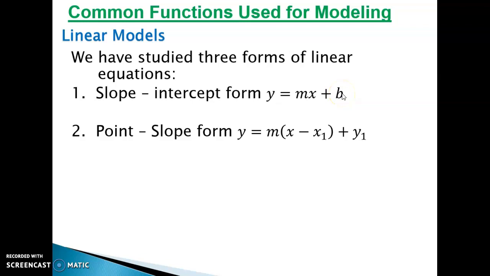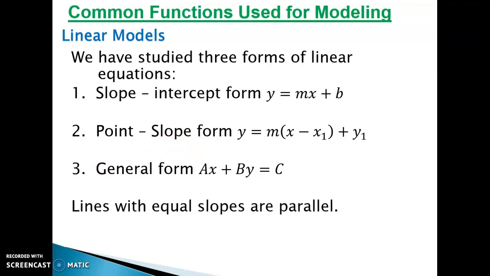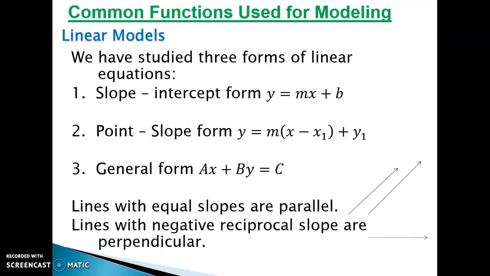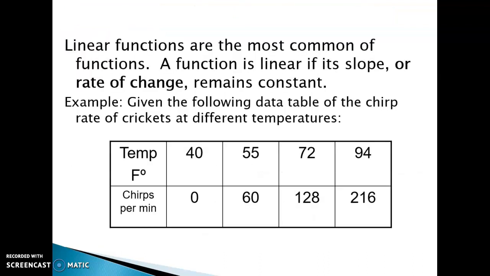And then the third form of an equation of a line, which a lot of students think we actually do use every once in a while, but number 2 is what we use mostly in calculus, and that is ax plus by equals c. Remember, lines with equal slopes are parallel to each other. Lines with negative reciprocal slopes are perpendicular to each other. This is all stuff we learned way before calculus.